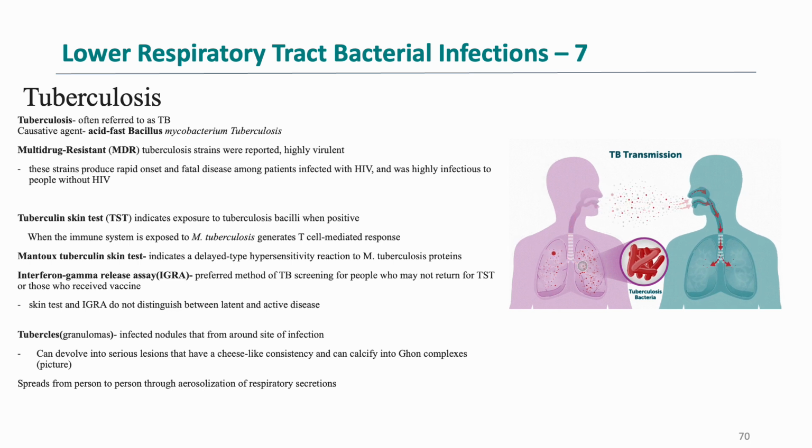And then tubercles, which are granulomas, are infected nodules that form around the site of infection, and they can develop into serious lesions that have a cheese-like consistency and can calcify into Ghon complexes, which we'll see a picture of in the next slide. But it does spread from person to person. Like in the little image from the CDC here, it's a reminder that it's spread through aerosolization of respiratory secretions containing the tuberculosis bacteria.